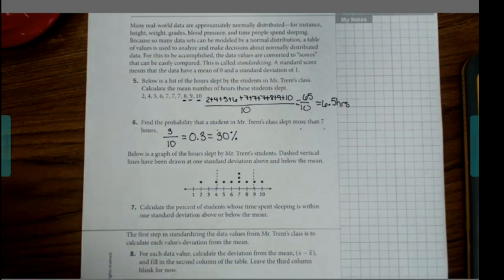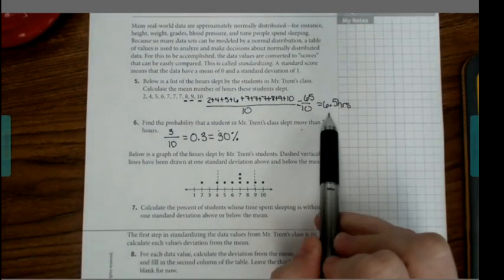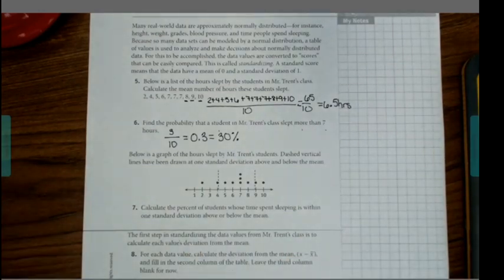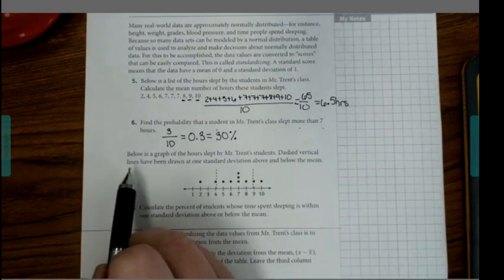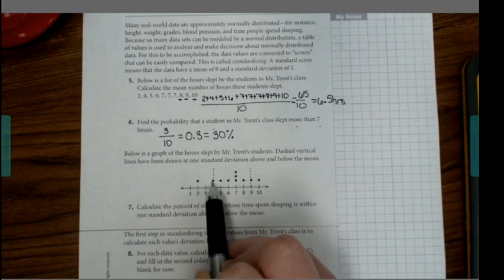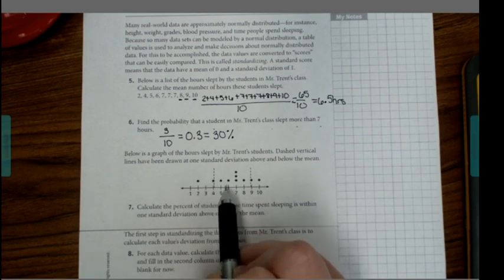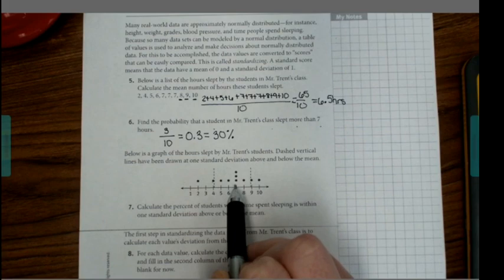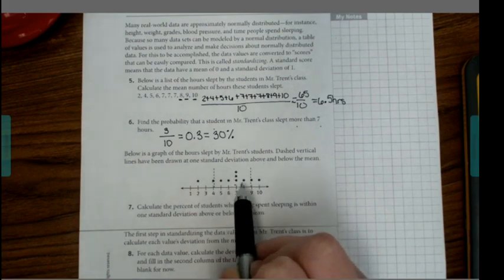Below is a graph of the hours slept by Mr. Trent's students. Dashed vertical lines have been drawn at one standard deviation above and below the mean. Now, remember that the mean was 6.5. So we're going to go one standard deviation to the left, one standard deviation to the right. And notice that we had the kid that slept 2 hours, there was only one of them. The kid that slept 4 hours, there was one of those. 5, 6. Remember that there were 3 at the time of 7. So 1, 2, 3. We got the 8, the 9, and the 10 accounted for.